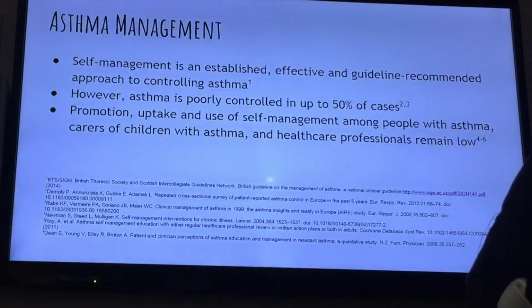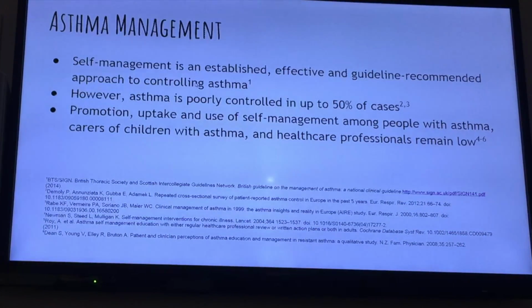Joe's just going to quickly talk a bit more about SMA. In terms of asthma management, research has well established that self-management is an effective and guideline-recommended approach to controlling asthma. However, recent studies have shown that asthma is fully controlled in up to 50% of the cases, and that is from research from British data, because unfortunately I was unable to find any sources of local data. Promotion, uptake, and use of self-management techniques among people with asthma, as well as their carers and healthcare professionals, also remains low.